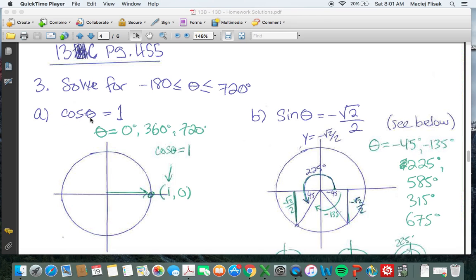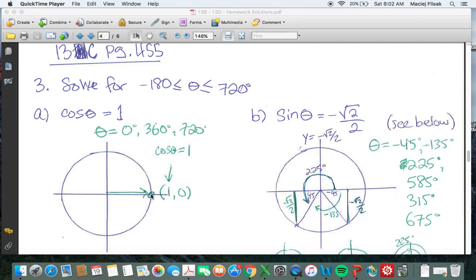Cosine of theta equals 1. As you know, cosine always refers to the x value. So you look at your unit circle and you think, when does x value equal 1? Well, since it's a unit circle, the radius is 1. So this is 1 here, this is 1, this is 1, and this is 1. So 1 can only occur at the 4 major corners there, all right? Because everywhere else in between it's a little bit less than 1.